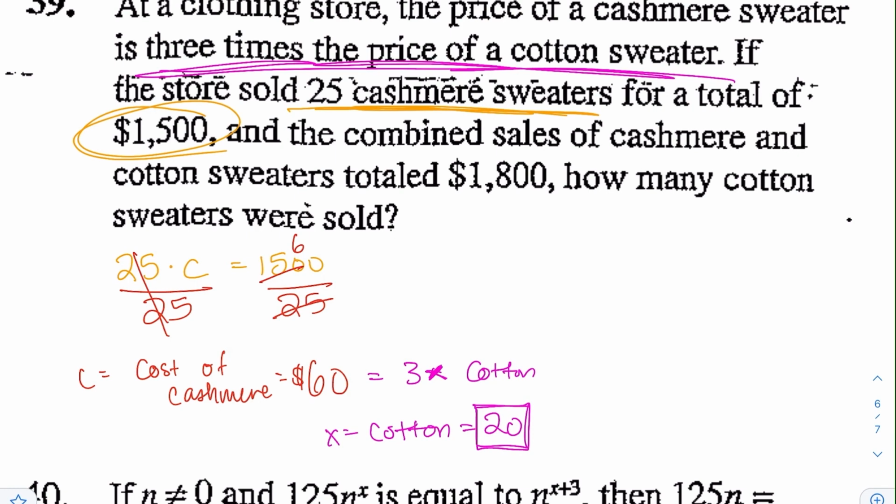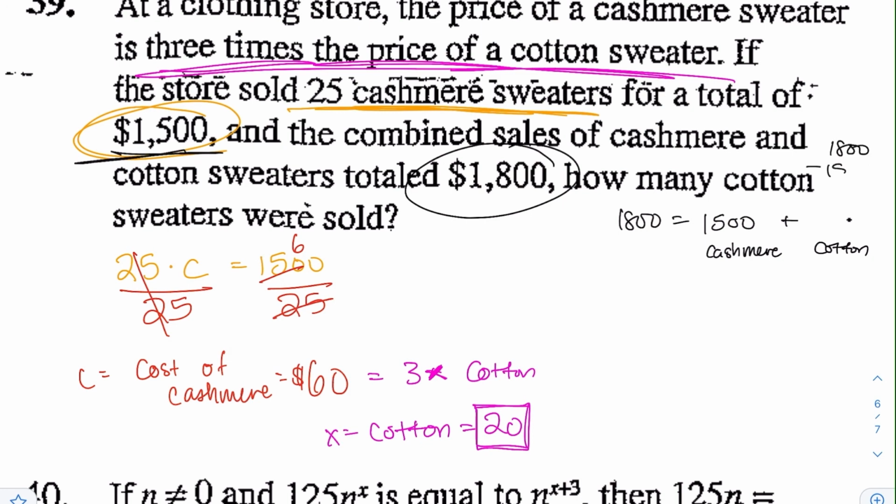So if you know that the cotton sweater is $20, then you can do some subtracting. You know that the total was $1,800 and $1,500 was the cashmere. That means that the rest must be cotton, and 1,800 minus 1,500 is equal to 300. So 300 plus 1,500 is 1,800. So you know that the money that you get from selling the cotton sweaters is $300.